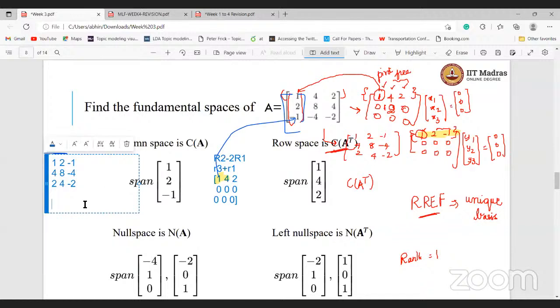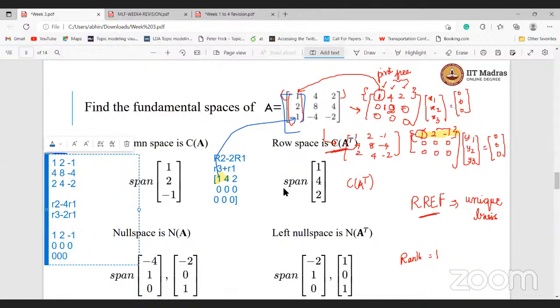Now what you need to do, you have transposed the matrix. Now follow these particular steps, which I have already done. So what will happen? Now you do R2 minus 4 R1 and R3 minus 2 R1. Okay. Now you are left with 1, 2, -1, 0, 0, 0, and 0, 0, 0.